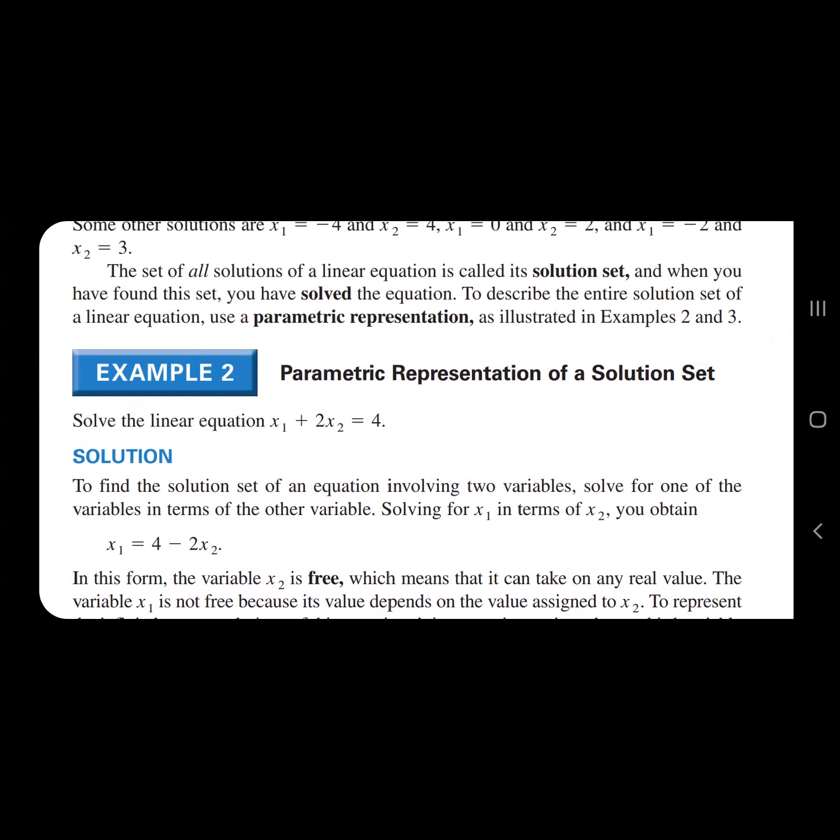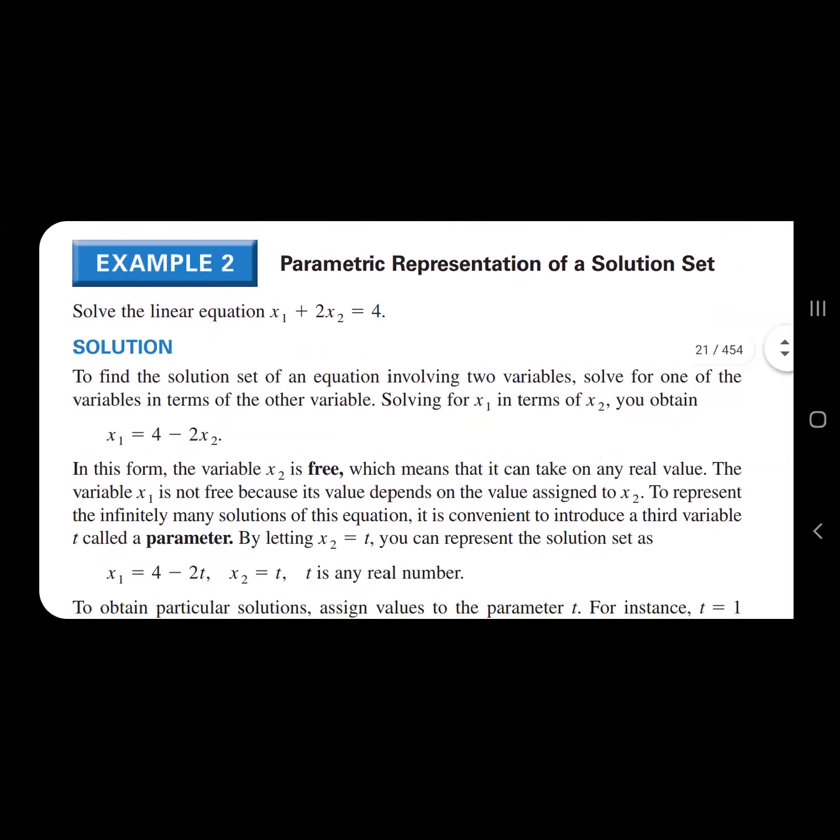It doesn't matter. But sticking with this, I'll let y be the independent variable, and I choose something called a parameter, which is t, and I let y equal t. Then the solution set would be x equals 4 minus 2t, and y equals t. Now, what's so great about this? We did a bunch of work to do this. What's the point? The point is that I can now randomly stick in values for t.